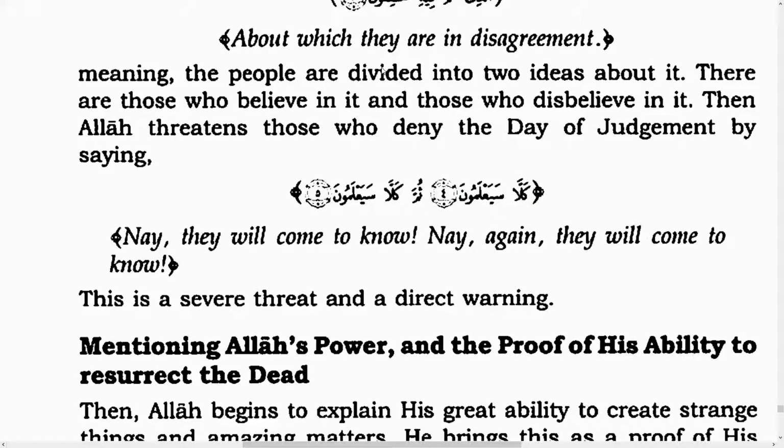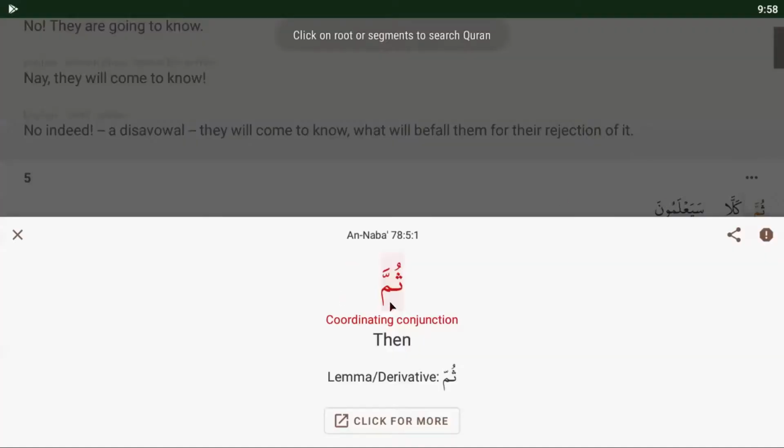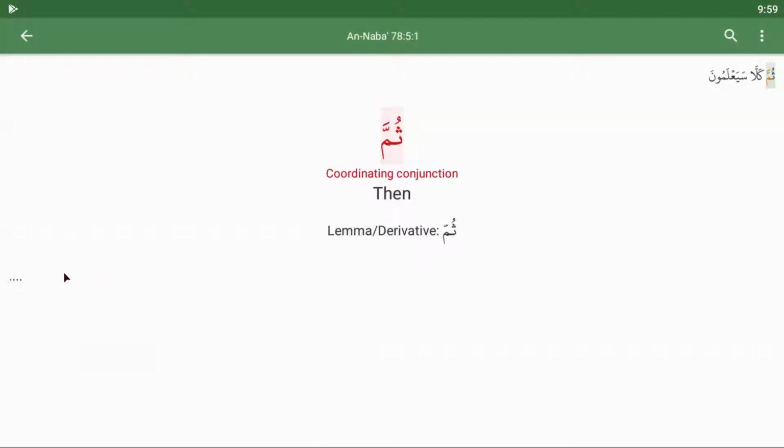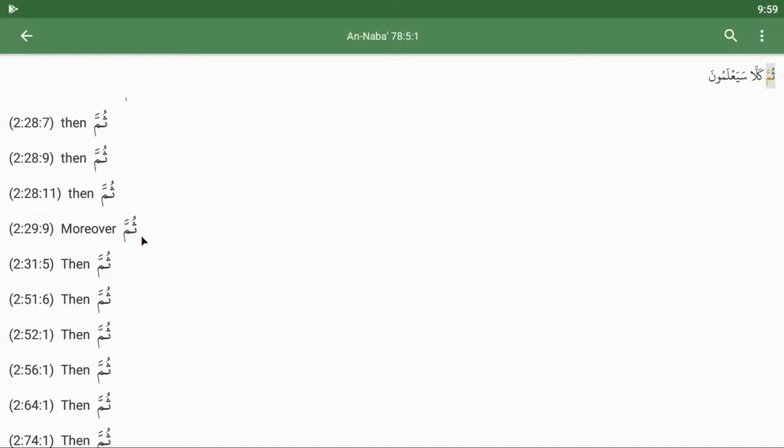Thumma also comes a lot in the Quran, right? Thumma, then. This is a coordinating conjunction. Don't worry about the English names. And it comes how many times? A lot of times, 338 times. Thumma, then, moreover.